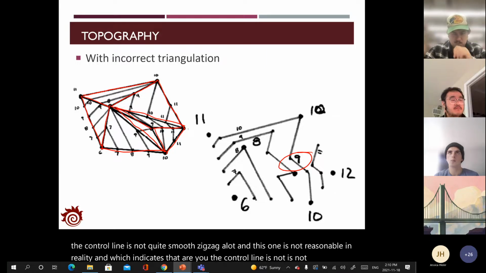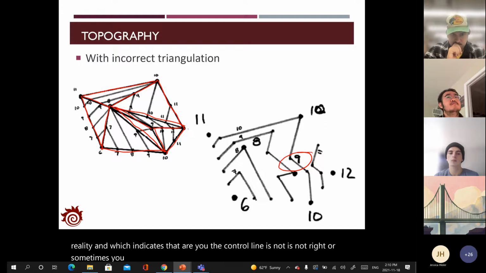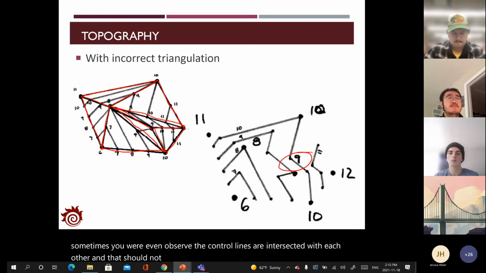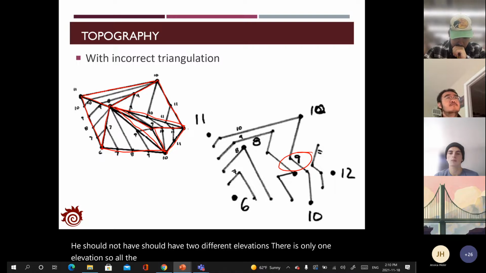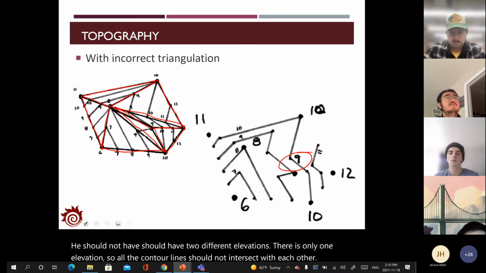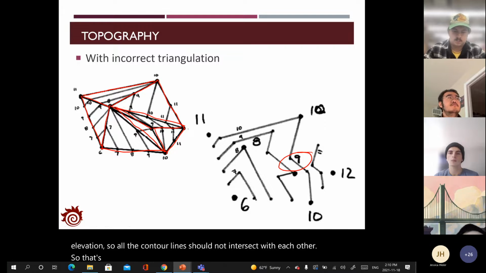Or sometimes you will even observe the contour lines intersecting with each other, and that should not happen because one point should not have two different elevations. There is only one elevation, so all the contour lines should not intersect with each other. So that's the potential issue with the wrong triangulation.